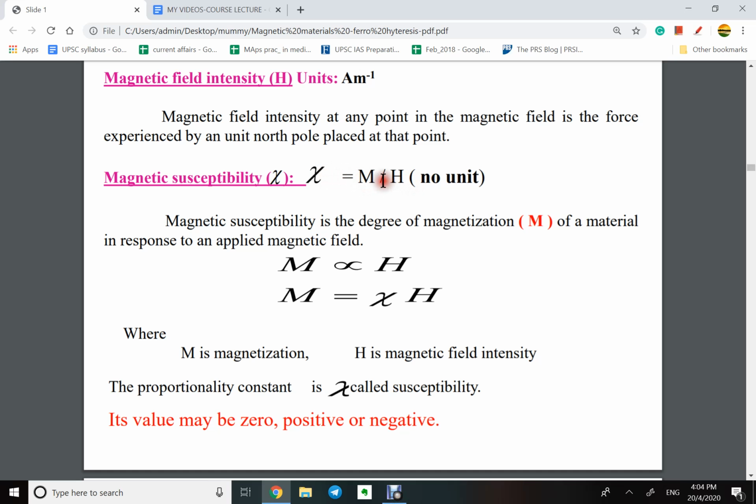It is the ratio of M and H, that is M by H. M has the unit ampere per meter, H also has the unit ampere per meter, so chi does not have any unit, it has no unit.